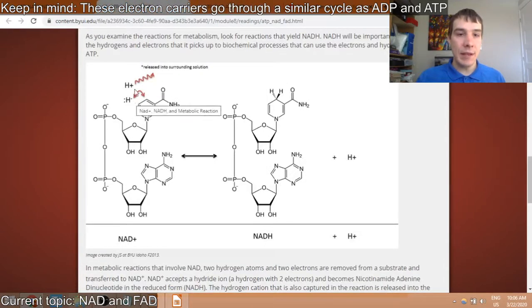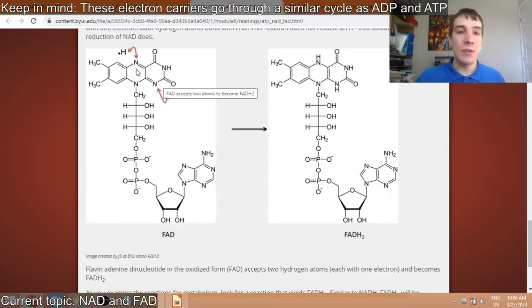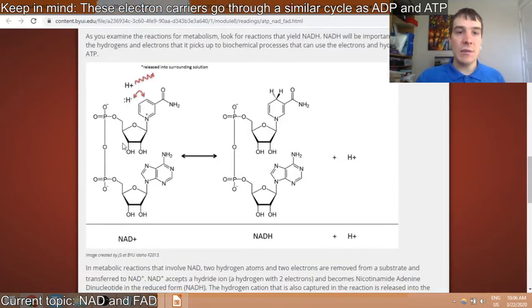So remember here the hydrogen had 2 electrons. Here each hydrogen just has 1 electron, and they go on 2 different nitrogens. So you see here this nitrogen is full and this nitrogen is full. Remember, nitrogens make 3 bonds, so these nitrogens are good. What happens when the hydrogens go on is these double bonds kind of shuffle around, and then there's room for that extra hydrogen. So really this is just 1 hydrogen on each nitrogen. So FAD accepts two hydrogens. NAD only accepts 1.